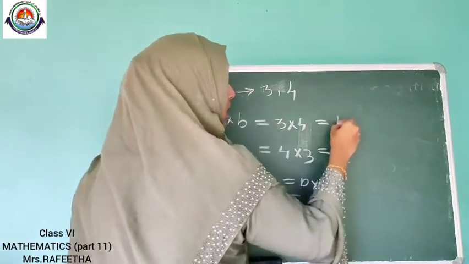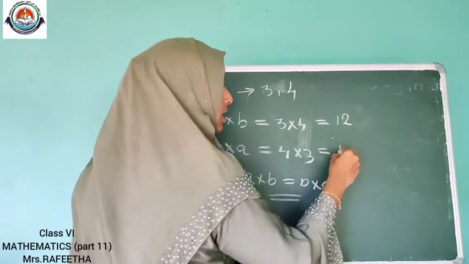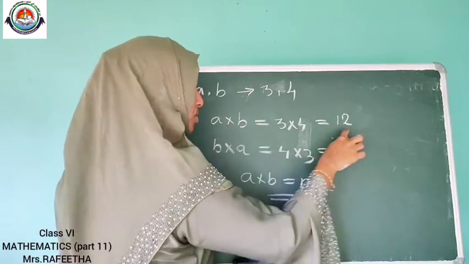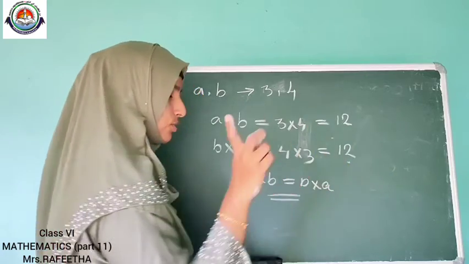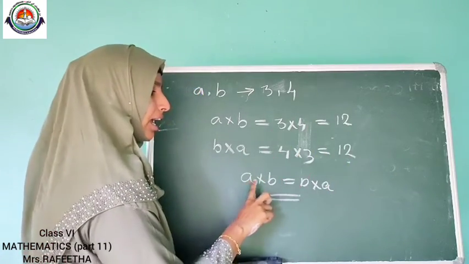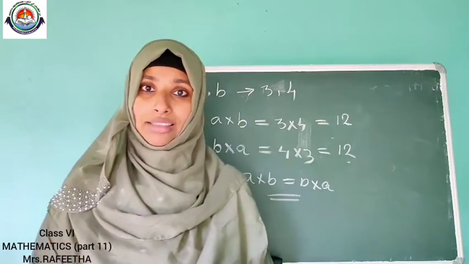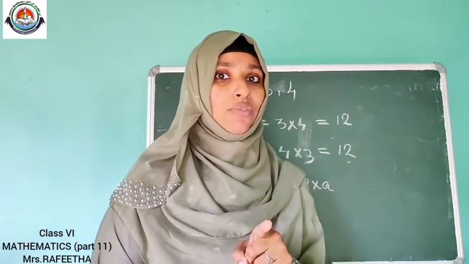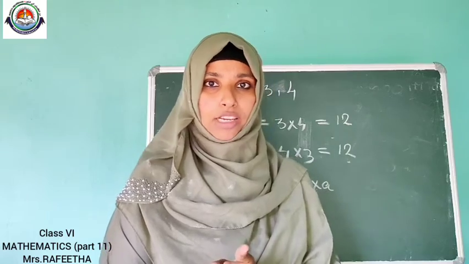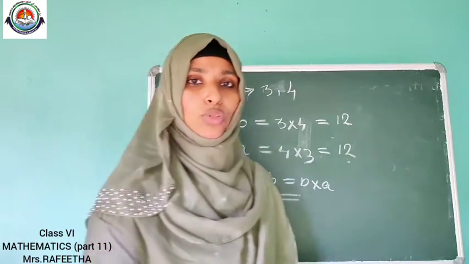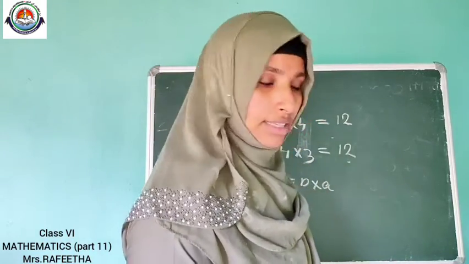So 3 4s are 12, and here also 4 3s are 12. That is, A into B is equal to 12, and B into A is also equal to 12. So we can conclude that A into B is equal to B into A. From here we can say that the commutative property is also satisfied in the case of multiplication. Next, we can do some exercise questions regarding this topic.